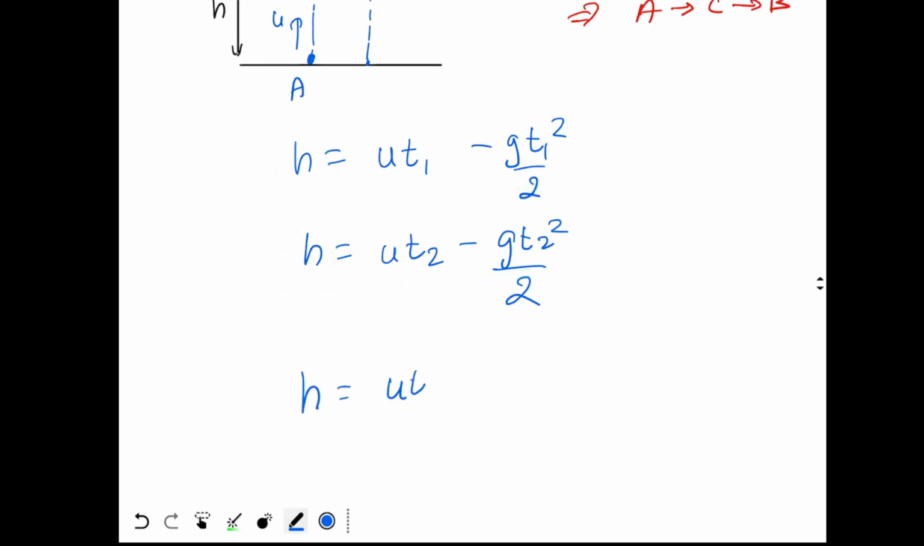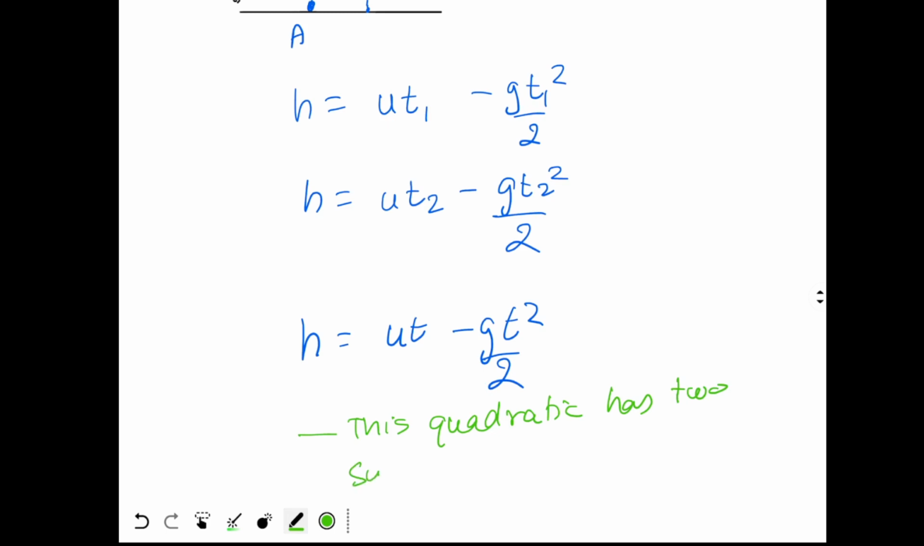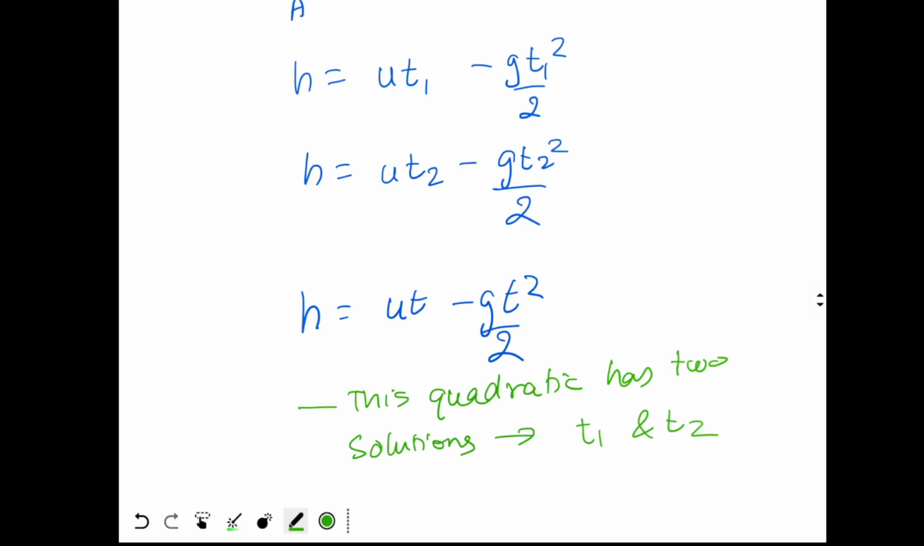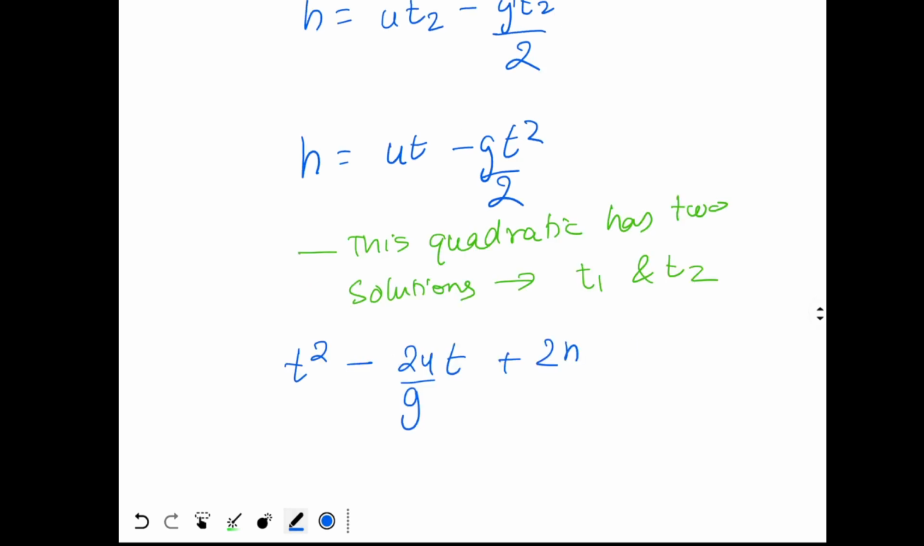Or we could say that if we write down H equal to ut minus gt square by 2, then this quadratic has two solutions. That is t1 and t2, right? So if we rearrange our quadratic equation, t square minus 2u by g t plus 2h by g is equal to 0. This is my quadratic equation, right?